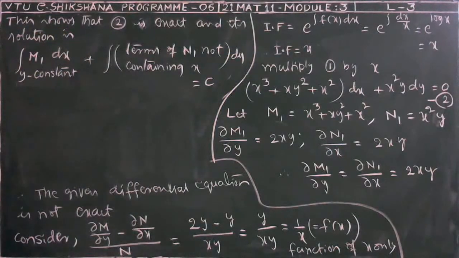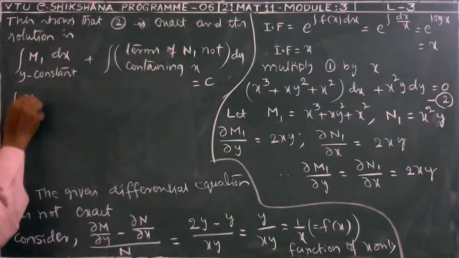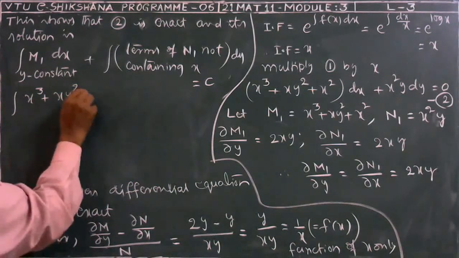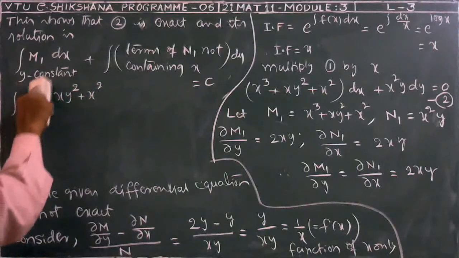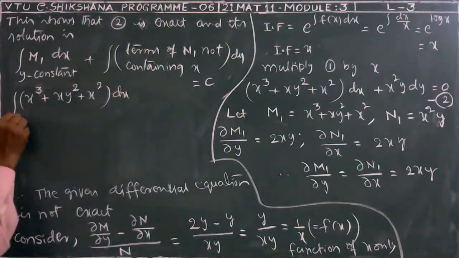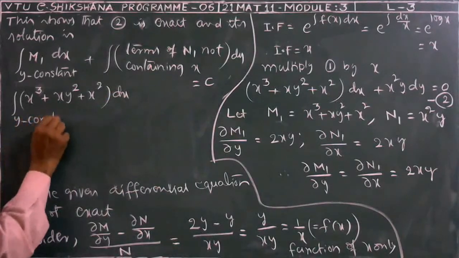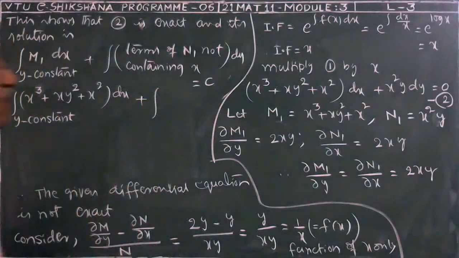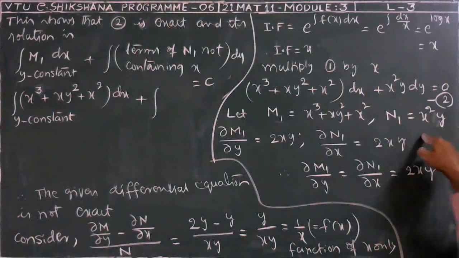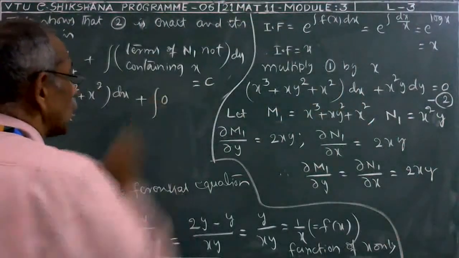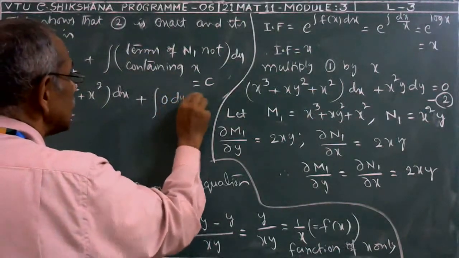Now let me substitute M1 and N1. M1 is x cubed plus x y squared plus x squared, dx, keeping y constant, plus the terms of N1 not containing x. N1 is x squared into y, so y is multiplied by x squared. So there are no terms free from x, so the integral with respect to y is zero, equal to c.